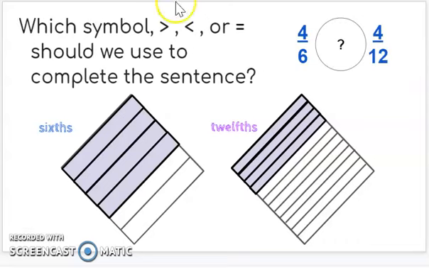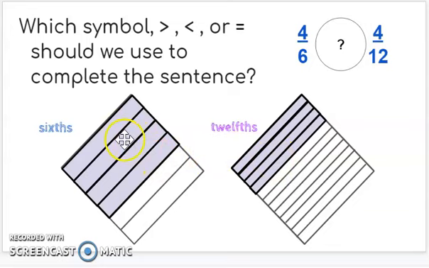Which symbol, greater than, less than, or equal, should we use to complete the sentence? We've been doing a lot of equal signs in the past couple of days because we've been dealing with equivalency. But what should we put here? Right on your paper, put 4 sixths on this side, 4 twelfths on this side.